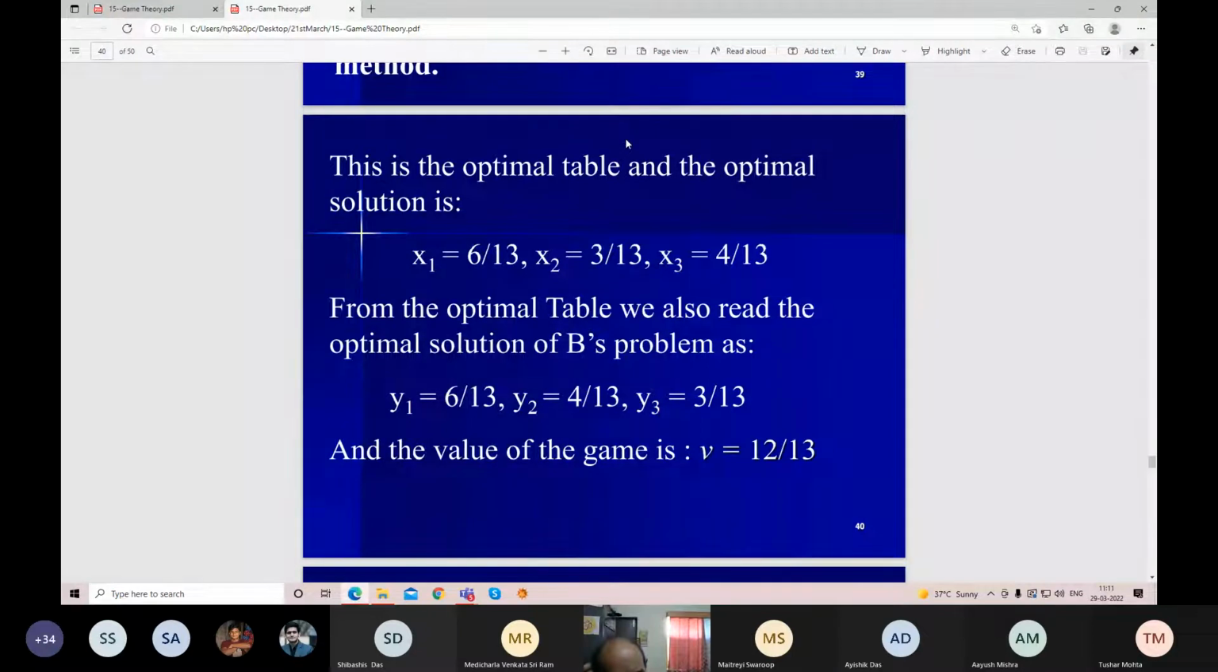So, if you are simplifying, we are finding x1, x2, x3. These x1, x2, x3 are the probabilities of using strategy A1, A2, A3. And we have y1, y2, y3. These are the probabilities of using strategy B1, B2, B3. And their sum is equal to 1. And so we are finding the value of nu.